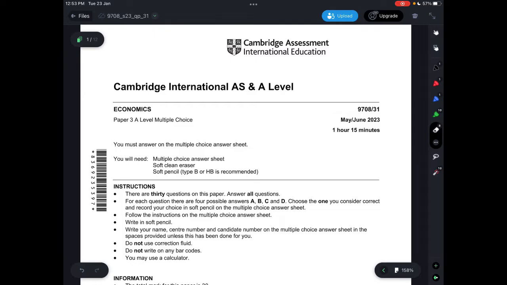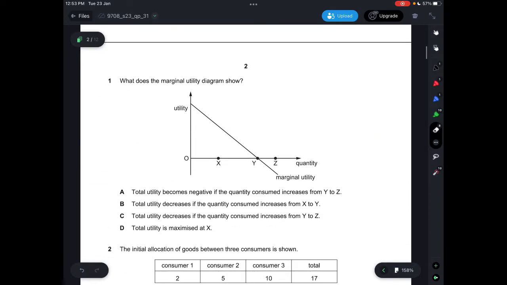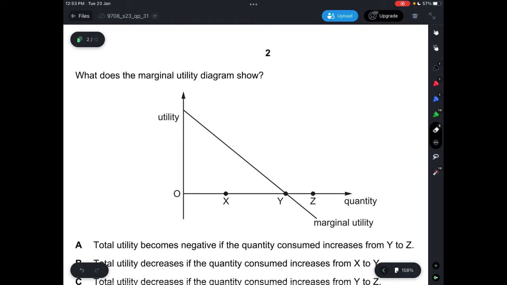Alright, let's start. For the first question it says, what does the marginal utility diagram show? You can see here, this is a marginal utility diagram. The meaning of marginal utility is the additional utility gained from consuming an additional unit of a good.